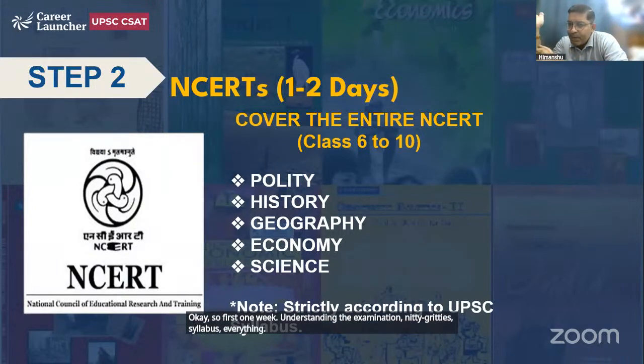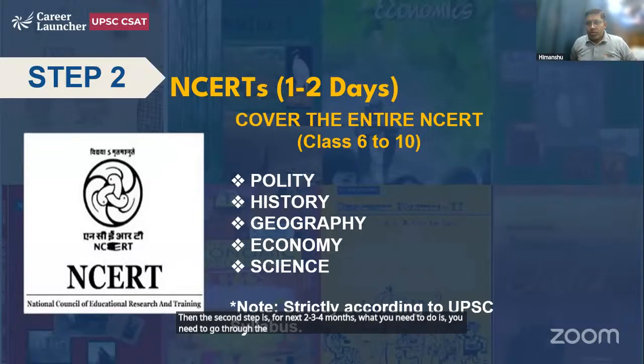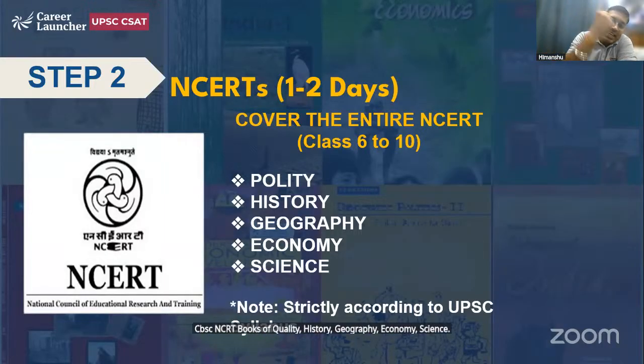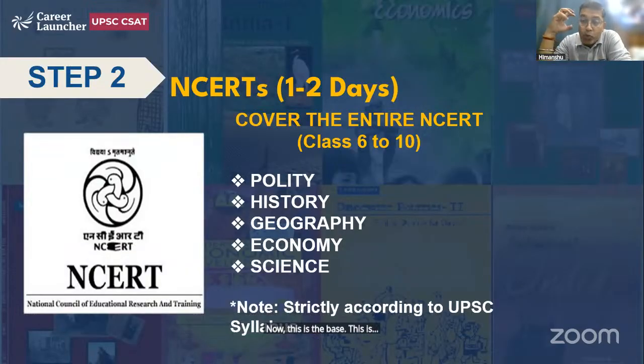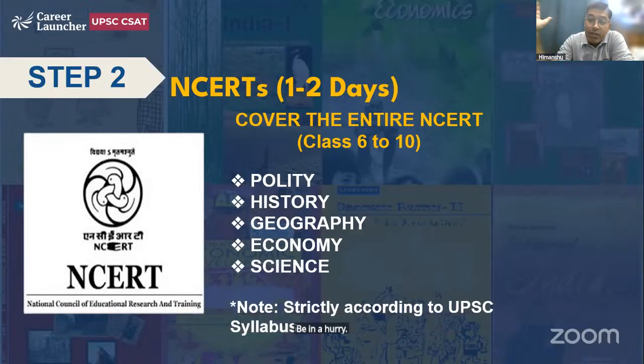Then the second step, for the next 2 to 4 months, is to go through the CBSE NCERT books of polity, history, geography, economy, and science, class 6 to class 10. This is the base. This is a super important step in your preparation. So do not be in a hurry. Do not try to finish them in 1 month.